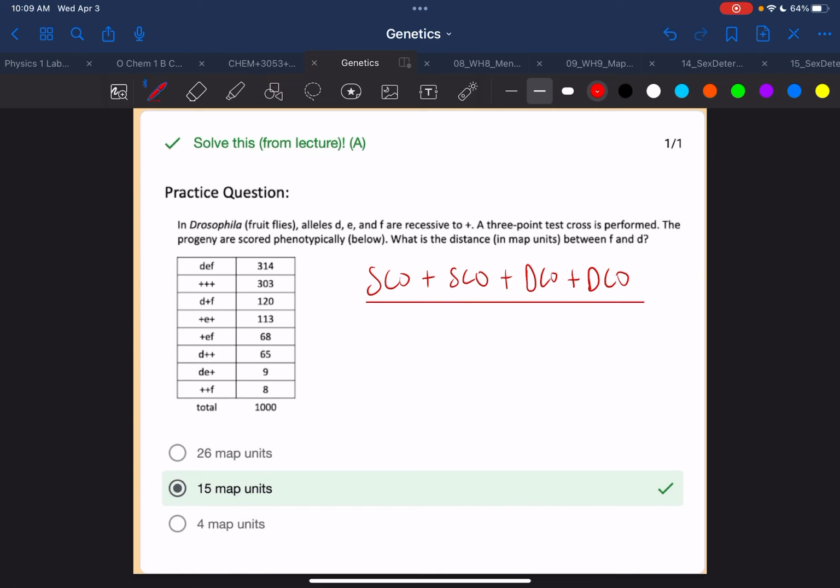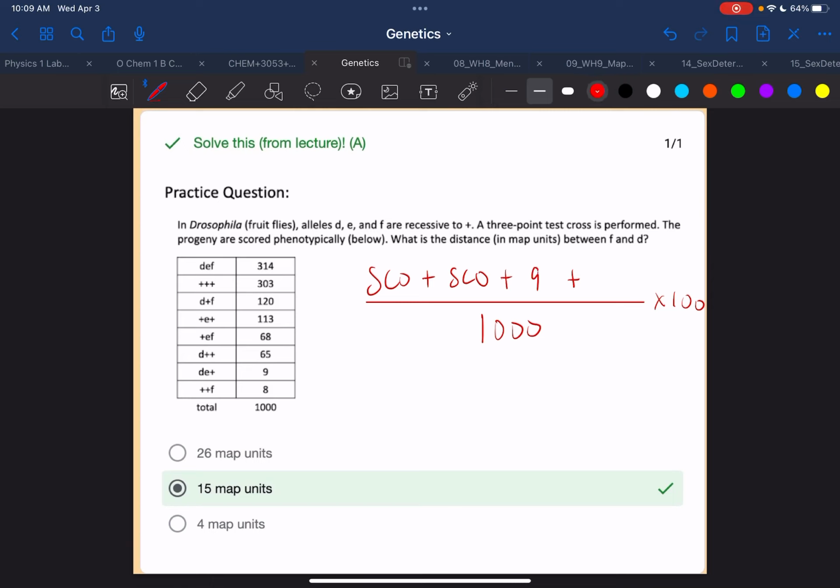We just need to figure out which of the two single crossovers we're going to take from the table out of these four values. And this is divided over the total times 100, which will get the map units. So for double crossovers, like I said, we already know that those are 9 and 8 because those are the smallest numbers. So I'm going to go ahead and plug them right here.